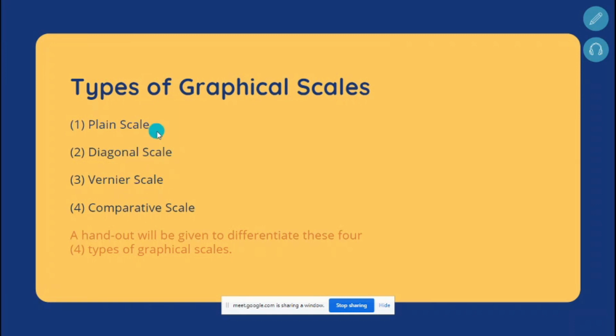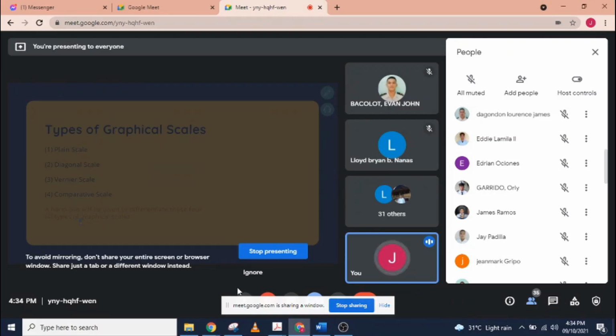So, class, I will not discuss in detail the plane scale and diagonal scale, but I'll be giving you a handout. I will just post the handout so you know what the plane scale, diagonal scale, and vernier scale are. Okay, so, that's it.